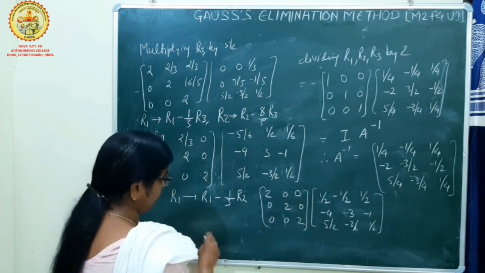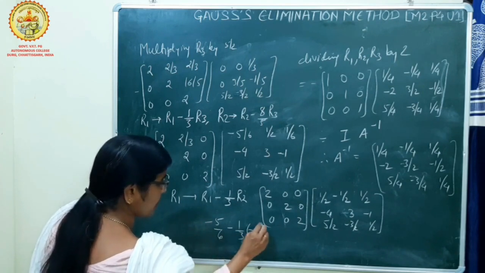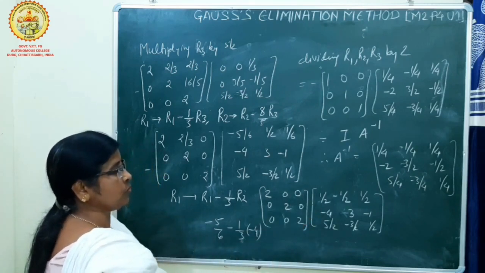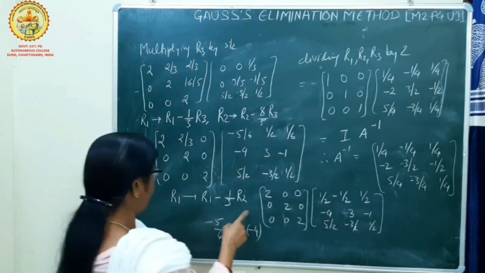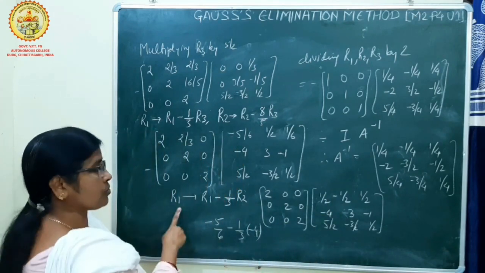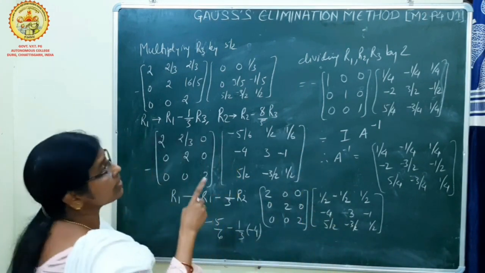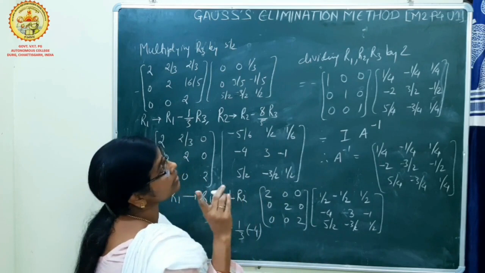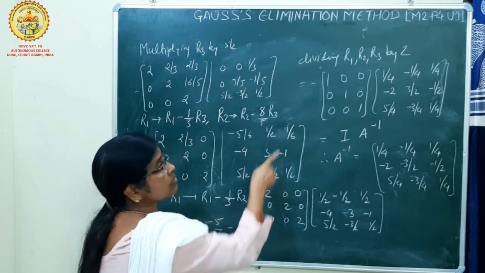plus 1 by 2. Minus 5 by 6 minus 1 by 3 R2 is minus 4. So we get minus 1 by 2. Next is minus 1 by 2, again 1 by 2. No change in second row and third row, only change in first row. Now dividing R1, R2, R3 by 2. So we can divide the whole component by 2, which becomes 1.